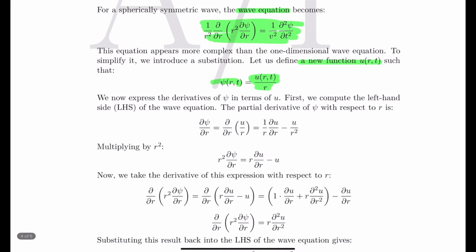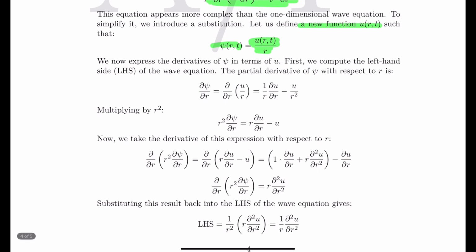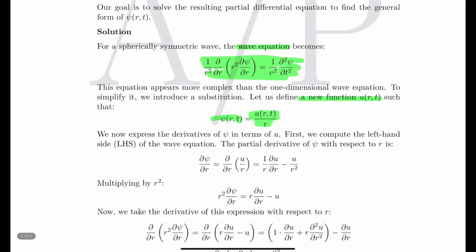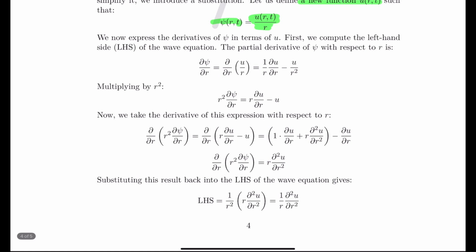Now you will do a little bit of mathematical manipulation, and you multiply by r square both the LHS and RHS to arrive at this particular expression. Now what you will do, you will take the partial derivative of this expression with respect to r to find this, which is actually required in our wave equation because that is the term of the Laplacian. So when you take the partial derivative of this particular form, you get this, which is r times the double partial derivative of u with respect to r.